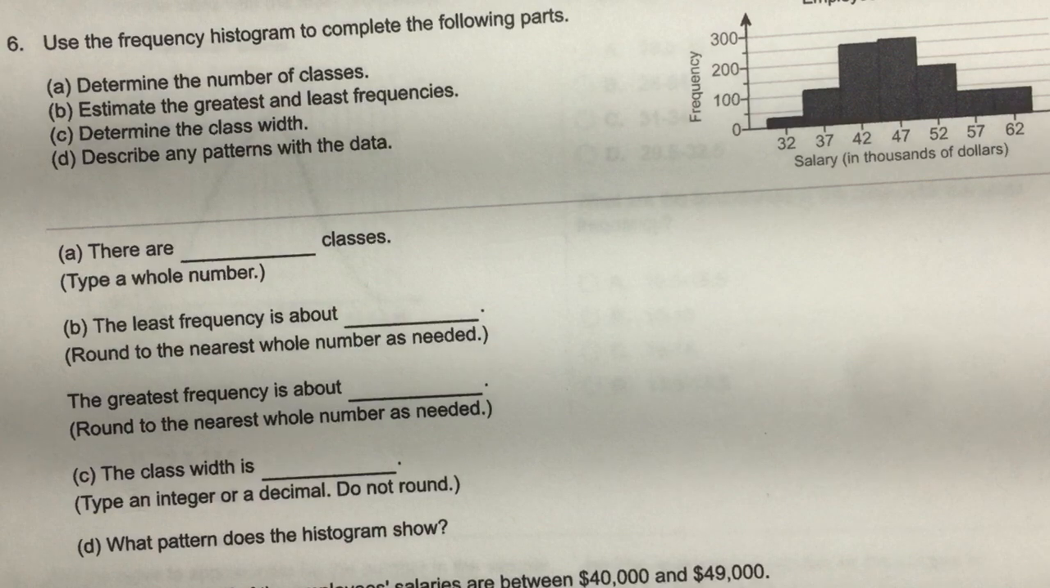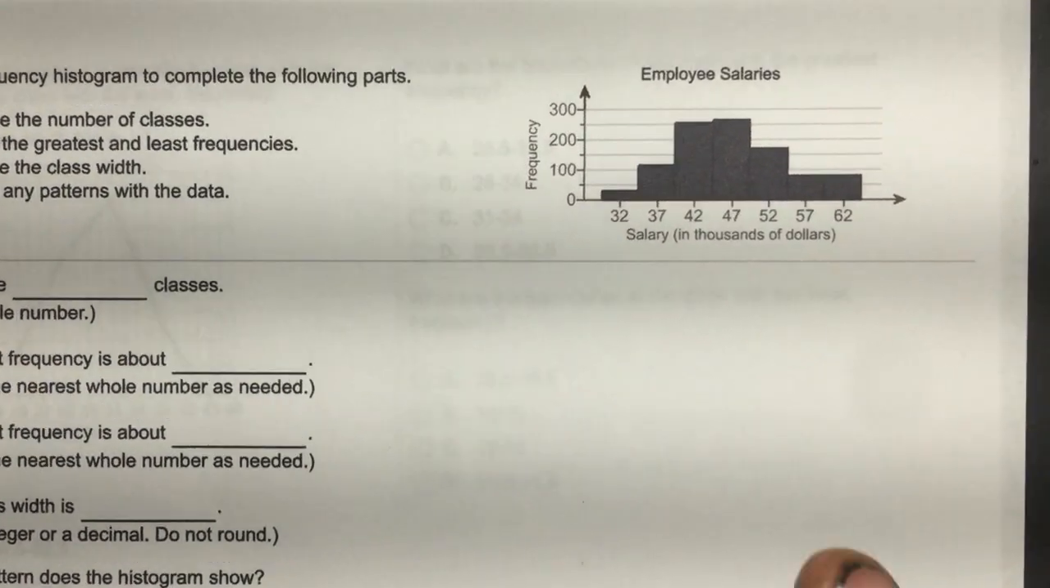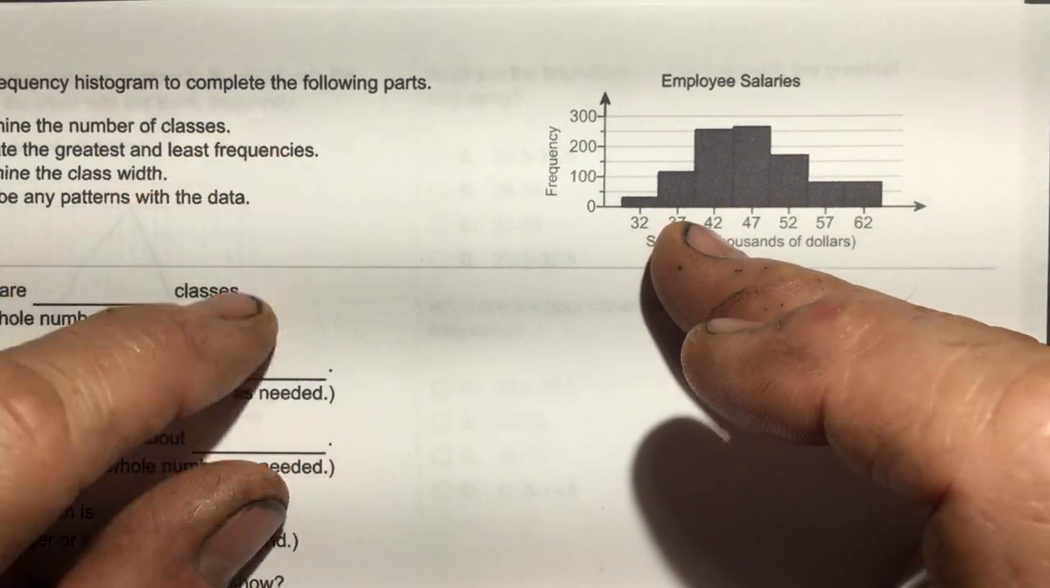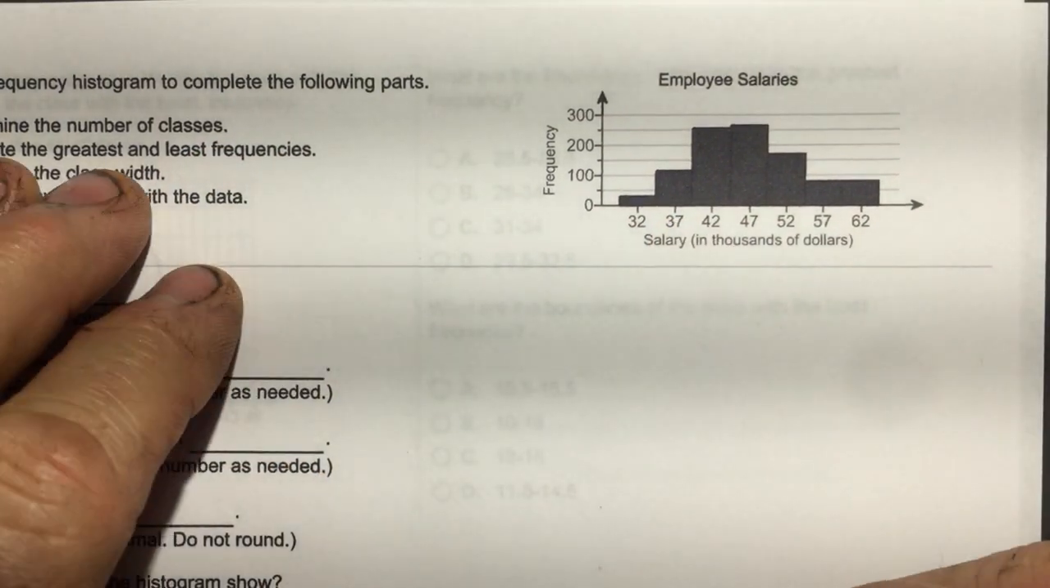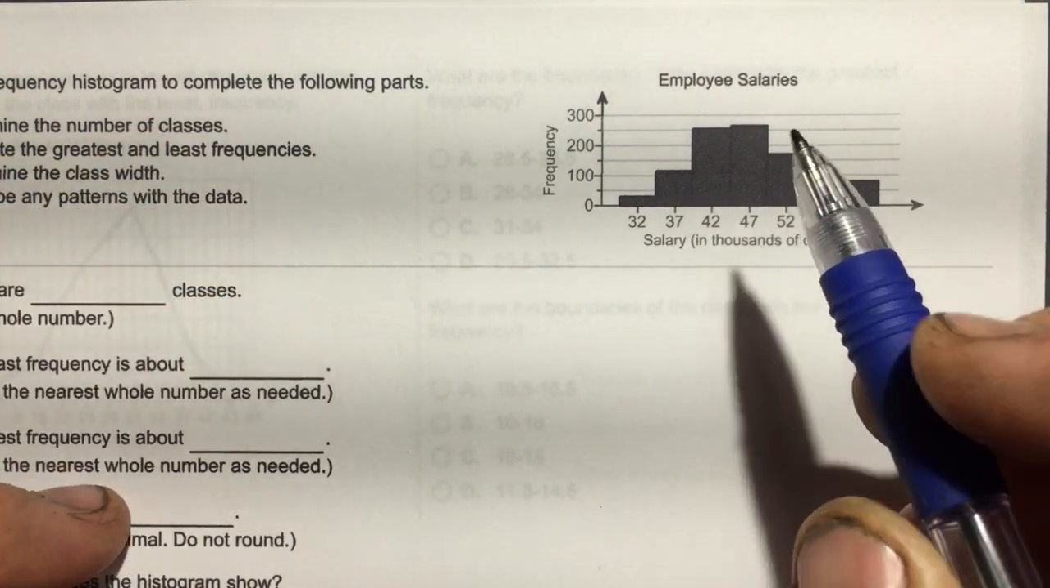Okay, let's go to this next one here. Use a frequency histogram. There it is right here, histogram, to complete the following parts. Determine number of classes. Here's 1, 2, 3, 4, 5, 6. There's 7 classes.